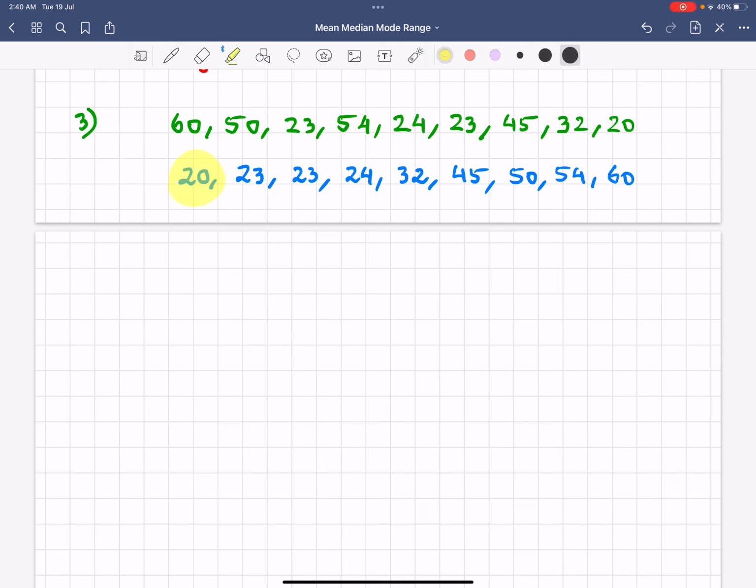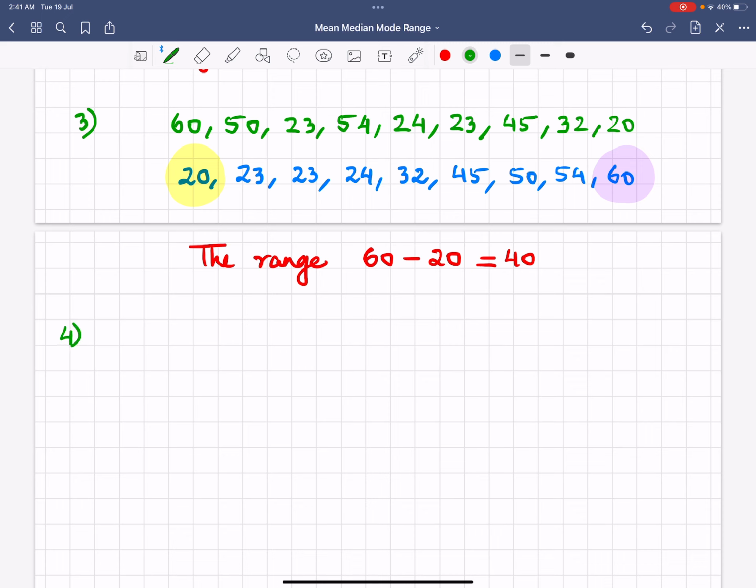I have the smallest number 20 and the largest number 60. Therefore, the range is the largest of the numbers given in a data, so 60 in this case minus the smallest 20. Therefore, the range of these set of values is 40. Let's try one more example.